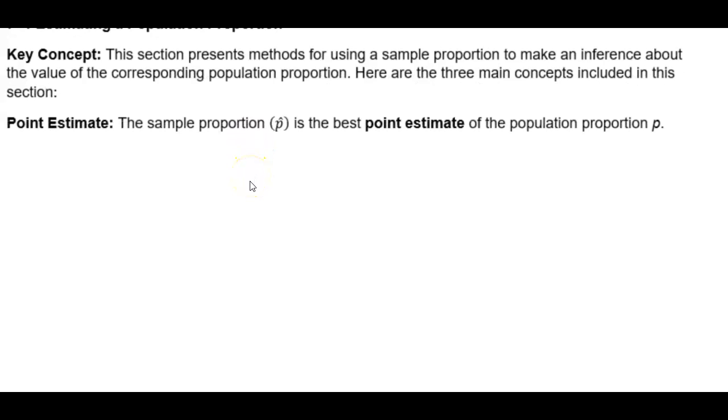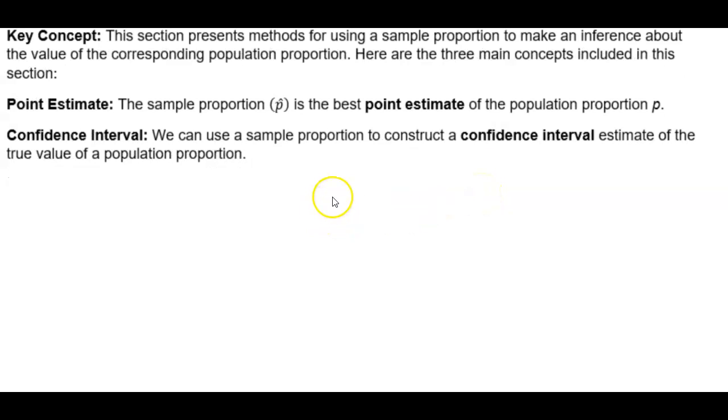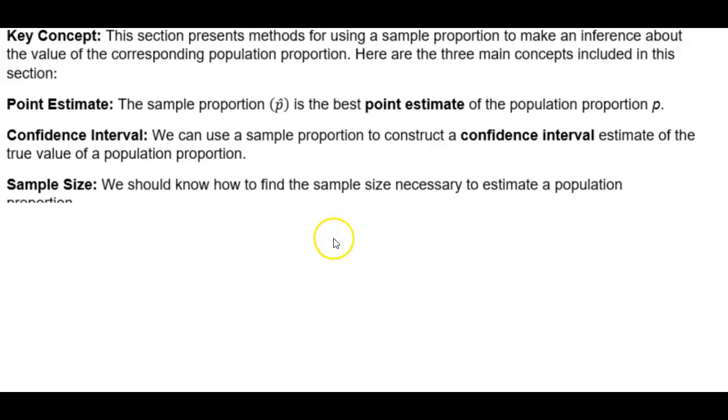The point estimate. The sample proportion, which we also call p hat, is the best point estimate of the population proportion p. Confidence interval. We can use a sample proportion to construct a confidence interval estimate of the true value of a population proportion. Sample size. We should know how to find the sample size necessary to estimate a population proportion.